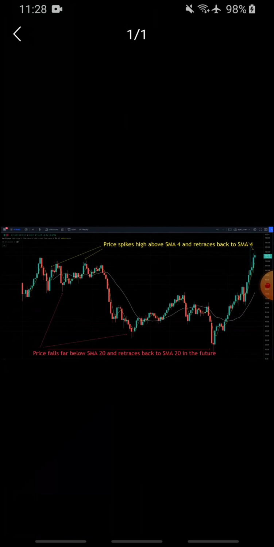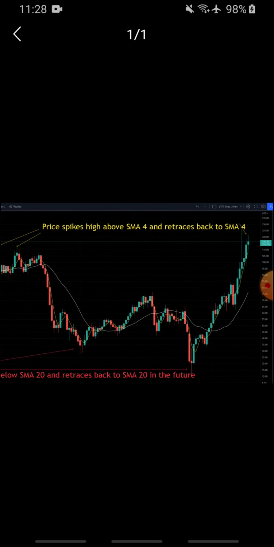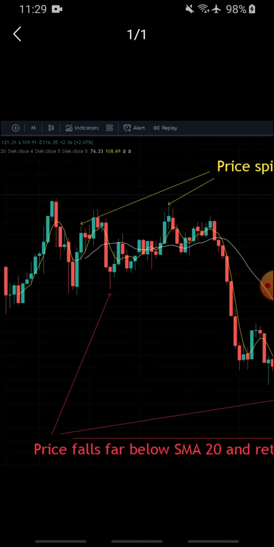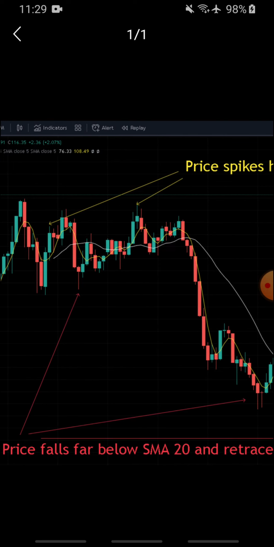So I have a little picture here, like a chart. The top says price spikes high above the SMA 4 and retraces back to the SMA 4. So here's some examples. That's XGI USD on the monthly chart. So you can see that price spiked high above the SMA 4, that first long arrow.